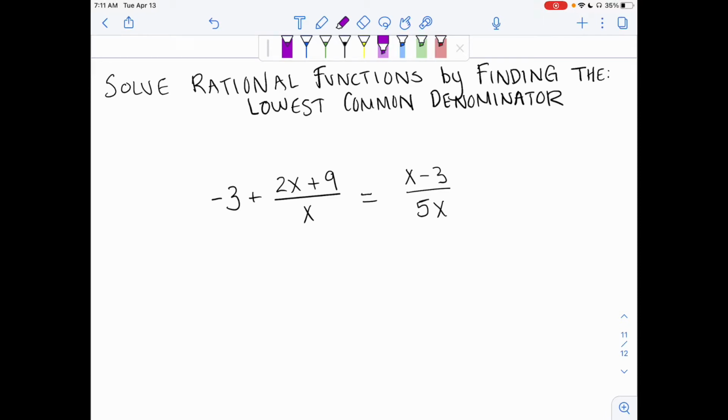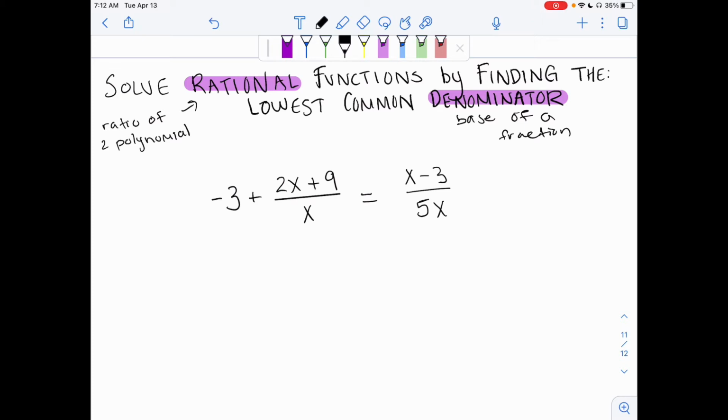Today we're going to learn how to solve rational functions by finding the lowest common denominator, or the smallest denominator they have in common. So let's remember that a denominator is just the base or bottom of a fraction, and that a rational function is just the ratio of two polynomials. So we'll see many of them set up like a fraction.